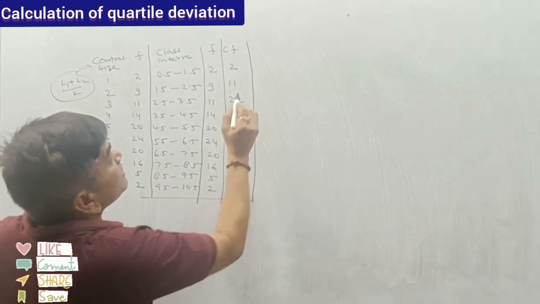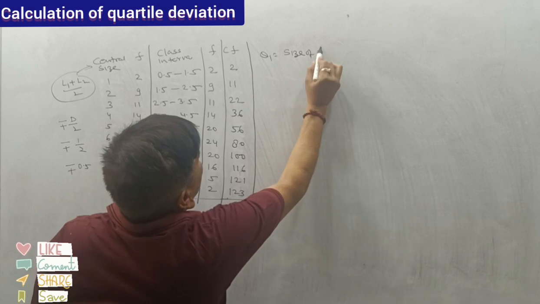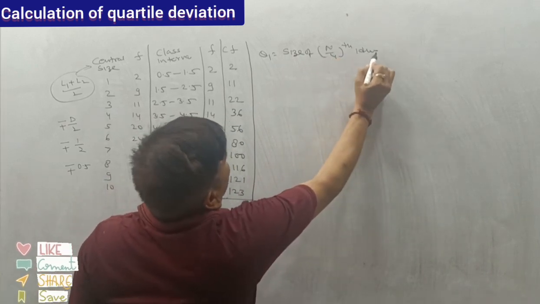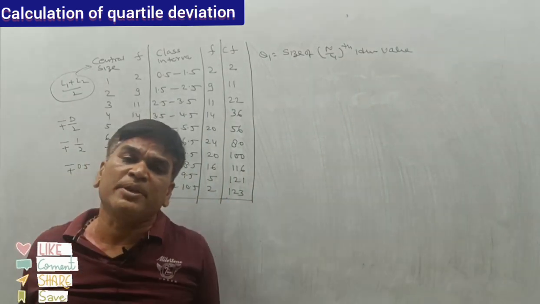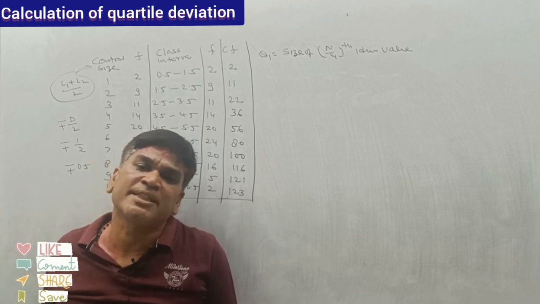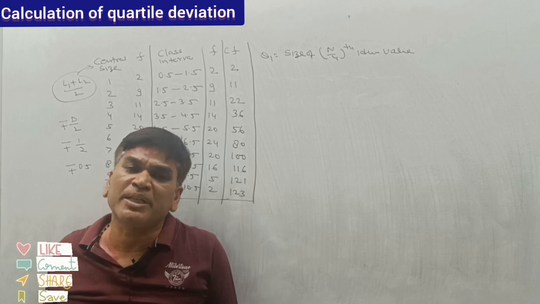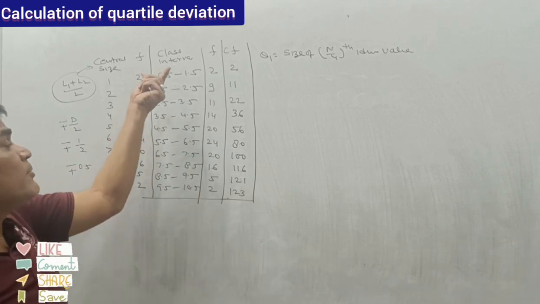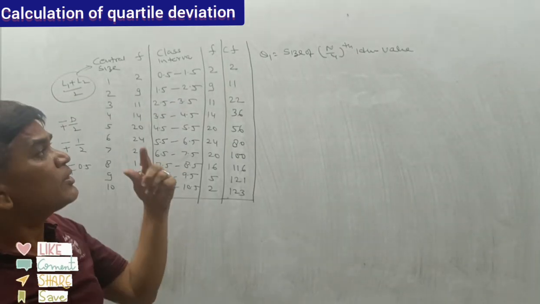Now the very first, Q1 is equal to the size of n by 4th item value. In a continuous series, we have to use n by 4. If an individual or discrete series is there, we will use n plus 1 by 4, but here a continuous series is there. Because in a continuous series we want between the centers, that's why we are using n by 4.